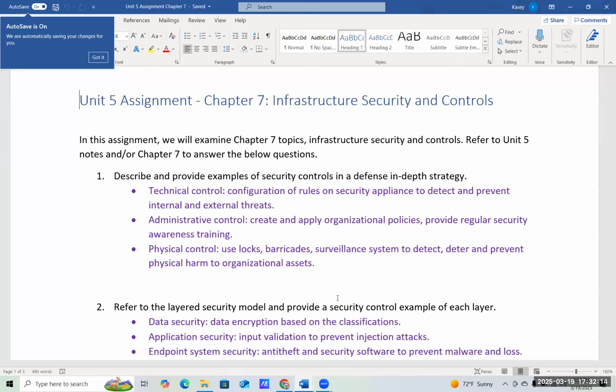So deterrence could be you using a surveillance camera system or security guards. That would also be a form of deterrence. And security guards can be a form of prevention, right? They can prevent someone from entering the building if that person doesn't meet the requirement for entrance, such as identification.